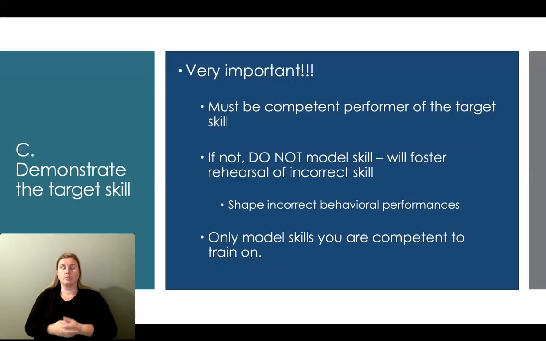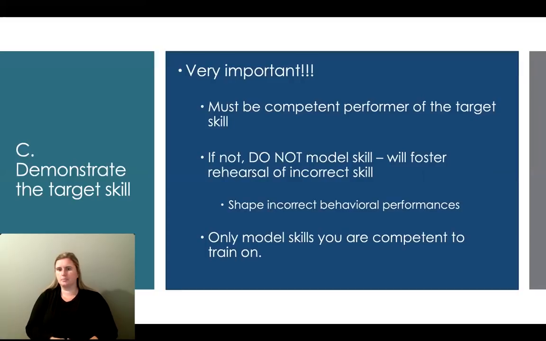Very important, you have to be a competent performer. If you are not competent in the implementation of the targeted practice, you're modeling the wrong skill, and that's something you certainly do not want for your paraeducators. If you're not a competent performer, do not model the skill. It will foster the rehearsal of an incorrect skill, as I already mentioned. It will end up shaping incorrect behavioral performances. Only model skills that you're competent to perform or competent to provide training on.